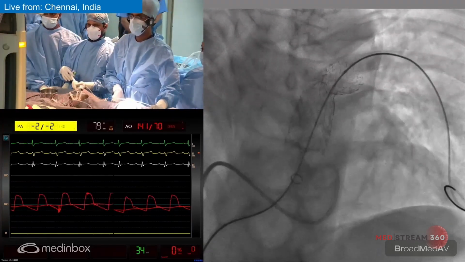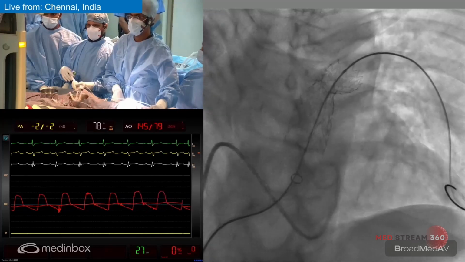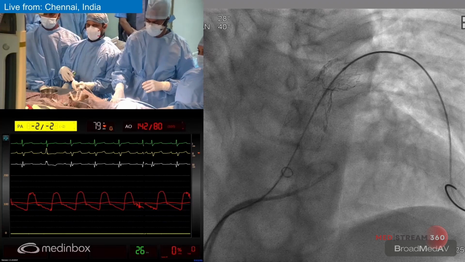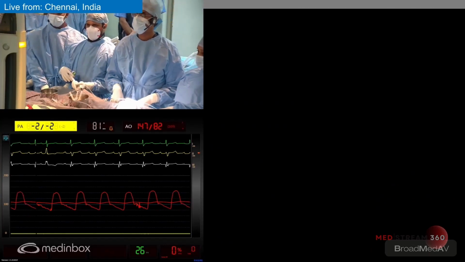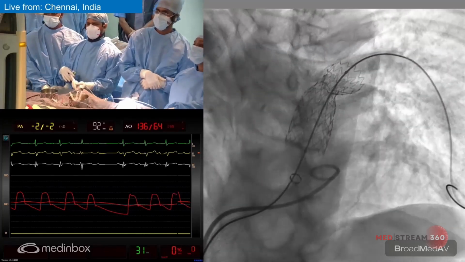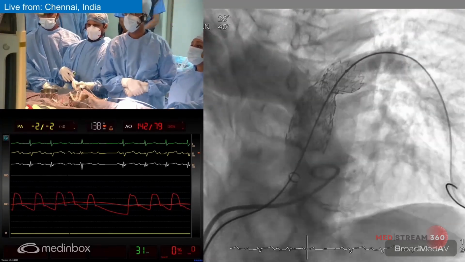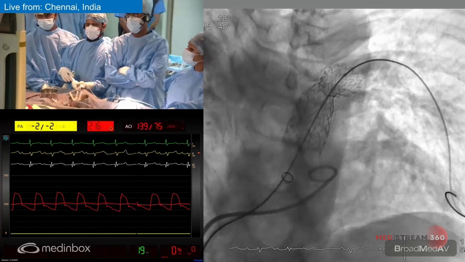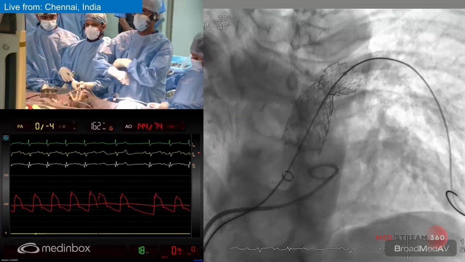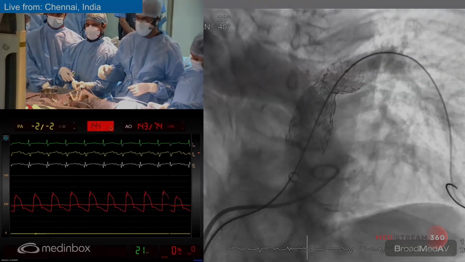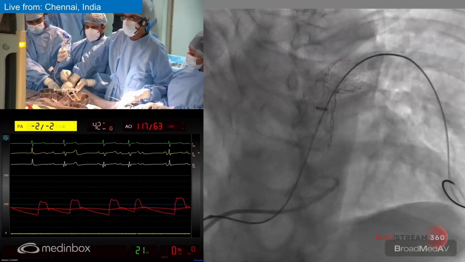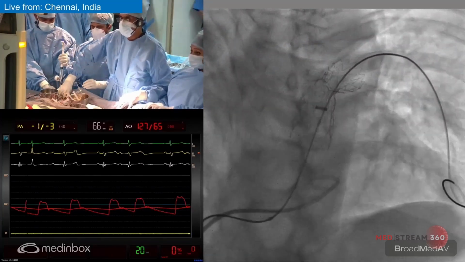Let me try to advance the pigtail a little inside the outflow tract. Okay, let's give one angiogram here. Okay, now let's do some post dilatation in order to ensure that the stent is fully opened out. So now we are taking in a 20 millimeter Atlas Gold.